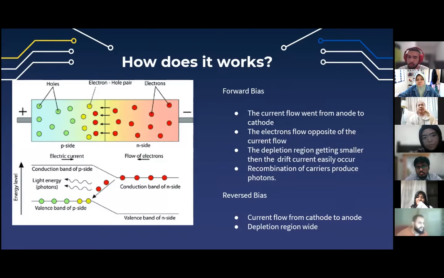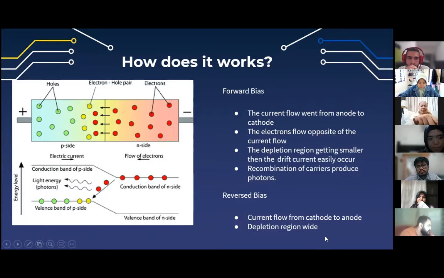Right, how does LED work? Okay, I will explain forward bias. When forward biased, current flows from anode to cathode. So the current flows to the right side according to this image, from the plus to the minus sign. But the electron flow is opposite of the current flow. So electrons move from the minus side to the positive side. So in the electron hole pair, there will be a recombination of the free carriers. When the recombination occurs, they release photons.